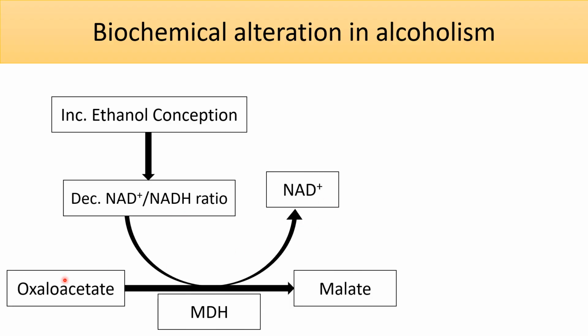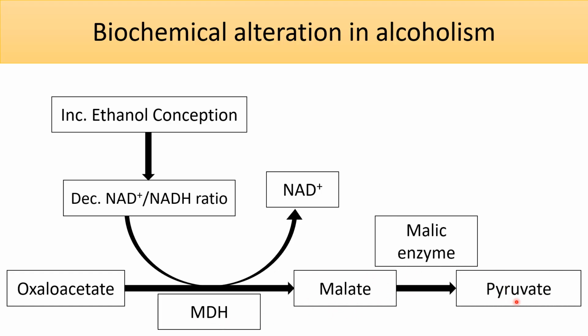One of the reactions is oxaloacetate getting converted to malate, where NADH is converted to NAD. The enzyme involved in this reaction is malate dehydrogenase. Once malate is formed, malate will get converted to pyruvate by malic enzyme. So during alcoholism, there is a decreased NAD/NADH ratio. To bring it back to normal, we convert oxaloacetate to malate, and the malate is converted to pyruvate. So pyruvate concentration is increased now.